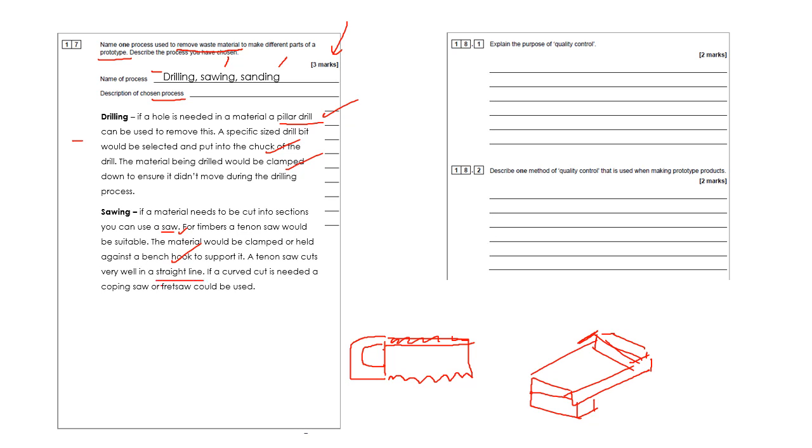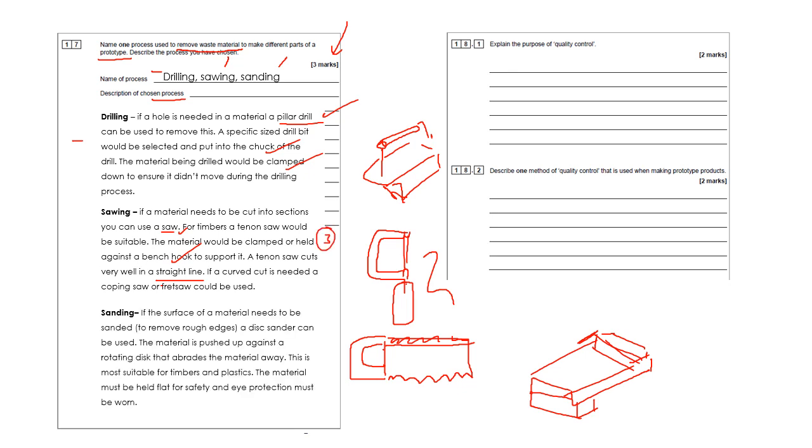If a curved cut is needed, a coping saw or fret saw could be used. So coping saw is the one that looks like this. So it's got a thinner blade and the frame looks like a C, so you can cut curves. And the fret saws are those powered ones around the side of the workshop, the ones that always scare people because they bounce up and down quite often, and they're powered, so they are going to be able to cut nice thin lines as well. So that again would be your 3 marks.